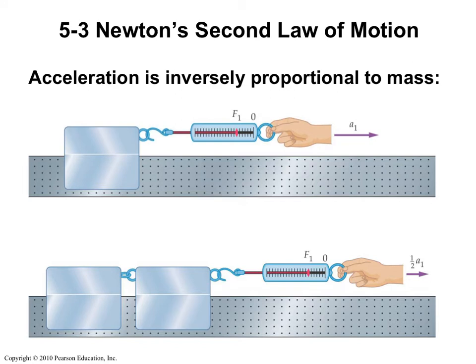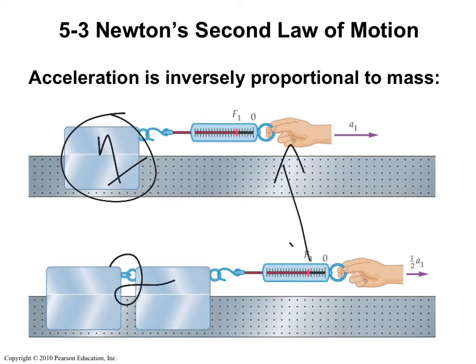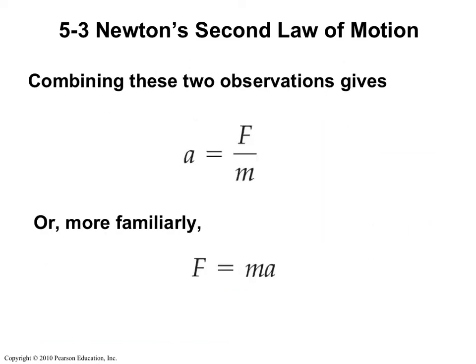Second situation, if I have two different blocks here, one block and then two here, if I am pulling with the same force, then my accelerations will be different. This makes sense. If I'm pulling something that's heavier, I'm going to go slower unless I use more force. What does this give us? This gives us F equals ma, which is Newton's second law of motion.